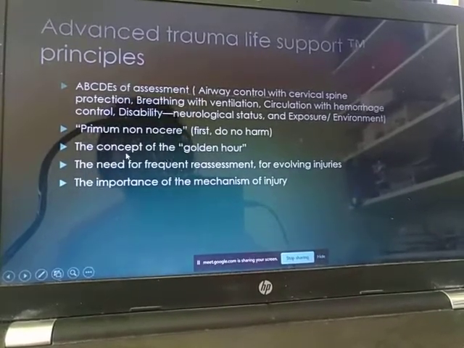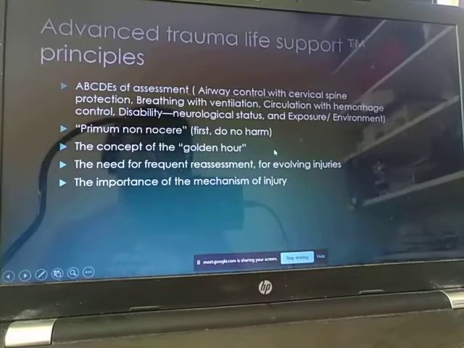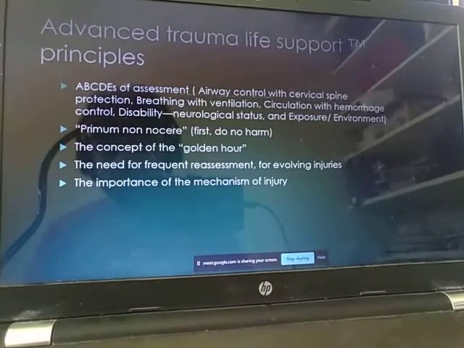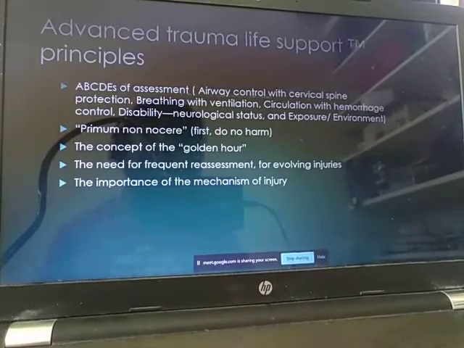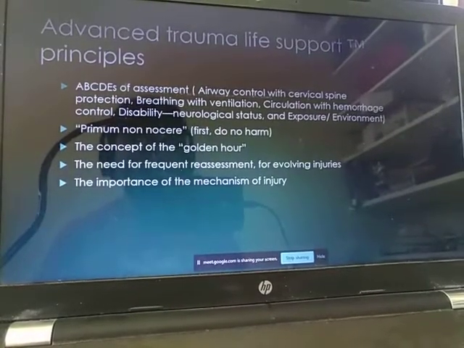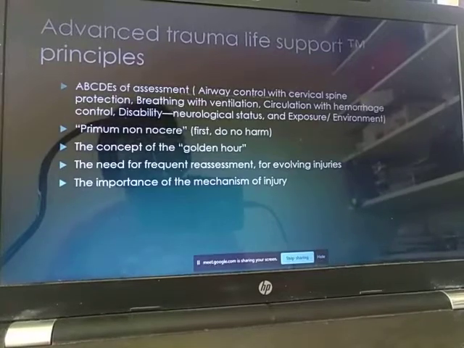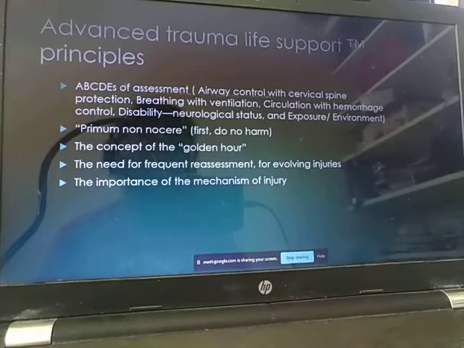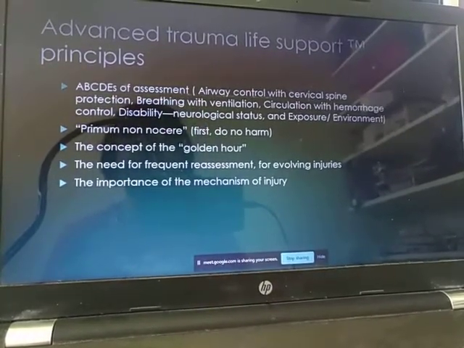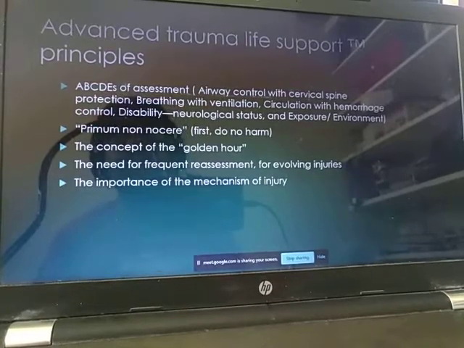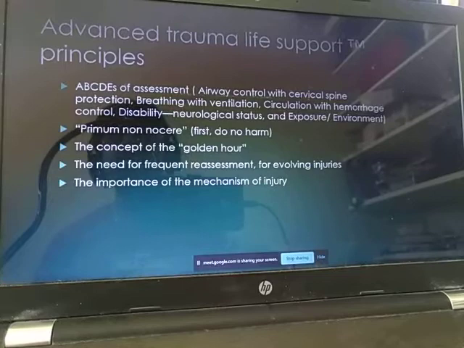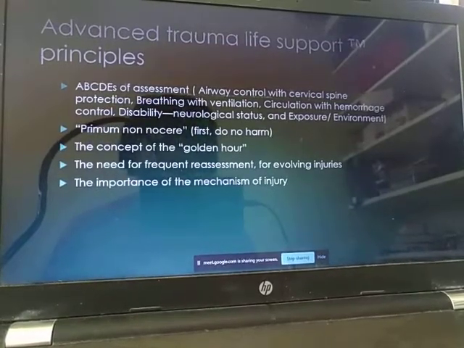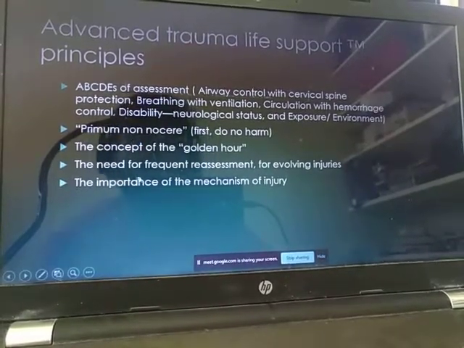The third is the concept of the golden hour. It is an old concept, but it is also pretty valid that most of the intervention should be done within the first 1 hour. Giving first aid, assessing the patient, stabilizing the patient, keeping the vitals normal, ruling out cervical vertebral injuries. These all should be done within 1 hour so as to decrease the morbidity and complications.